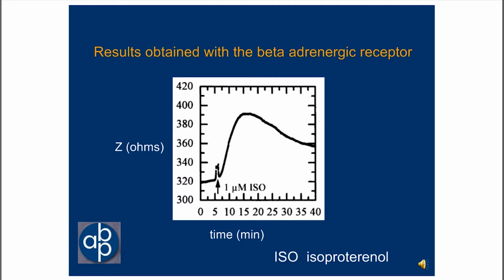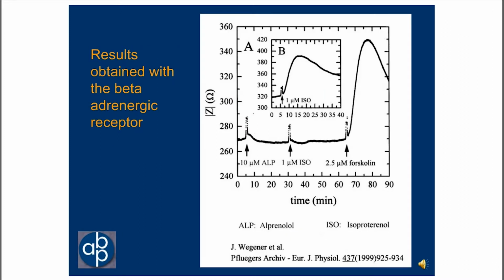In this slide, we see results when the beta-adrenergic receptor is activated on cells using the agonist isoproterenol. Notice when this compound is added at a micromolar concentration about 5 minutes into this run, the confluent layer of cells on the electrode goes through a striking increase in the impedance due to a morphological change elicited by the signal transduction cascade.